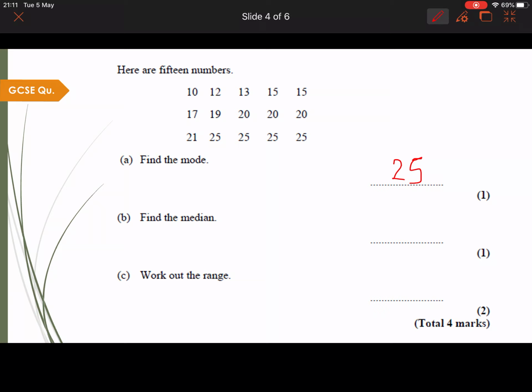Hopefully you spotted that the numbers are actually in order, starting with the number 10 and then going in order across and down to 25. So to find the median, I simply have to cross off from the ends until I find the number in the middle. And I can see that number is 20. And the range is the difference between the biggest number in the set and the smallest number in the set, which is 15.